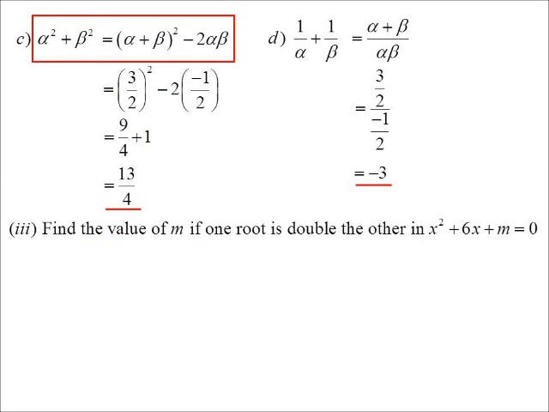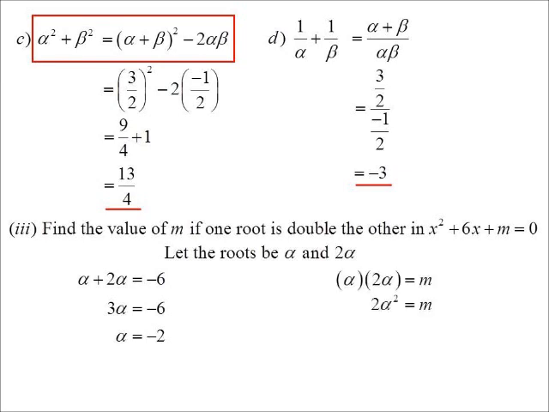Find the value of m. This time they've told us one root is double the other. So this time, instead of calling the roots alpha and beta, I'm going to call the roots alpha and 2 alpha. So the sum of the roots will become 3 alpha, and that's going to be minus 6. And the product of the roots will become, well, that's going to be 2 alpha squared, and that's going to be m. So all right, over here I'll work out what alpha is. It's negative 2. Then I can substitute it into the other one, and we can work out what m is. So we get 8 for the value of m for that one.